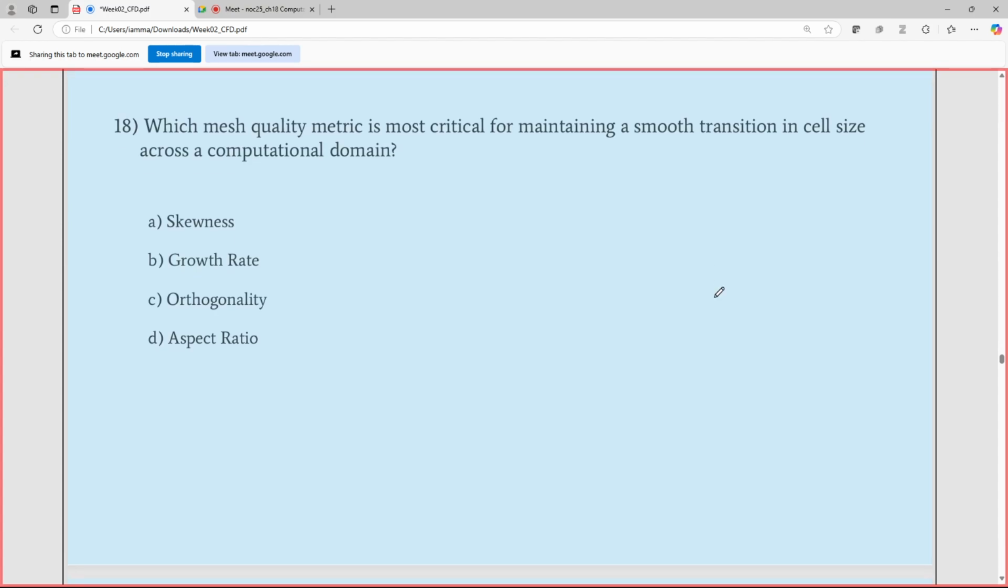Next question: which mesh quality metric is most crucial for maintaining a smooth transition in cell size across the computational domain? Options are: option A skewness, option B growth rate, option C orthogonality, option D aspect ratio.